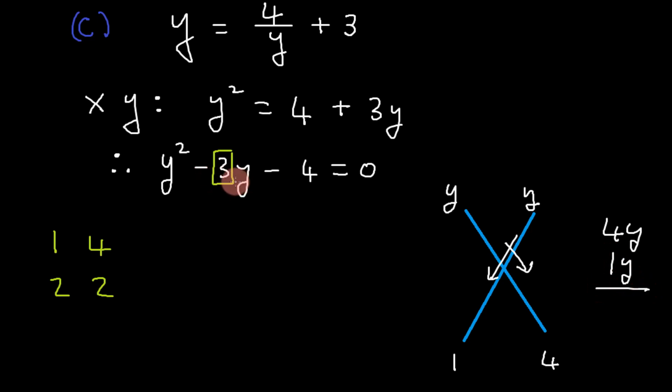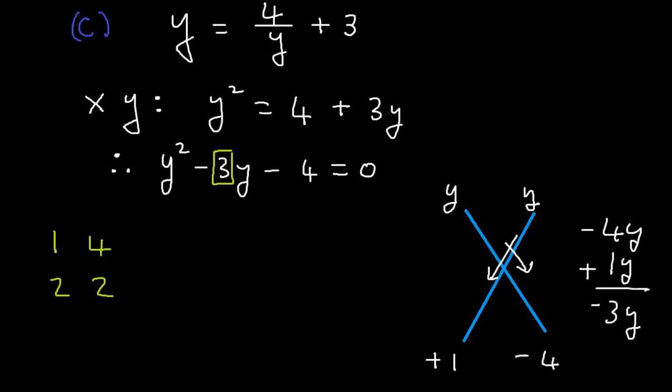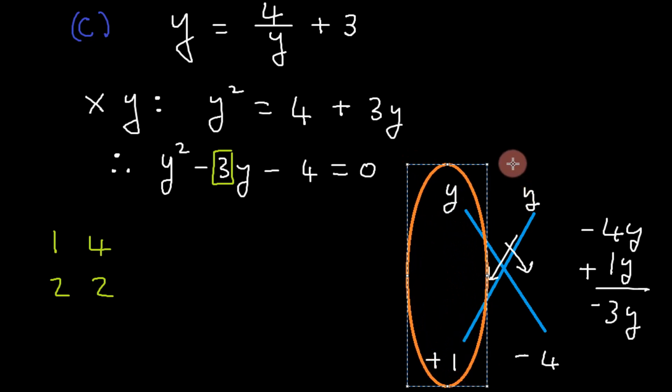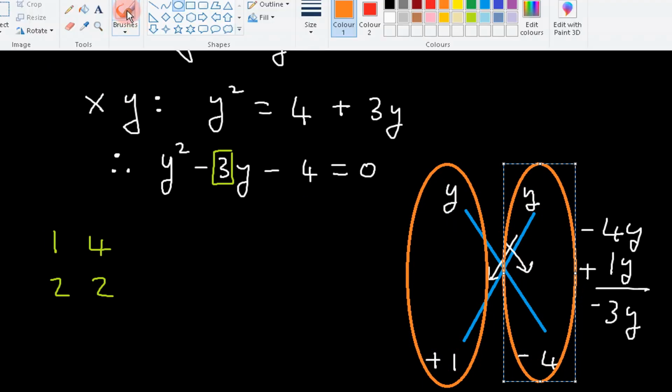Our middle term must be negative 3y. So we need a negative here in front of the 4y and a positive here. Now, y times 4 gave us 4y, and 4y is negative. And y times 1 gave us 1y, and 1y is positive. Then, grouping vertically, now we can use brackets.